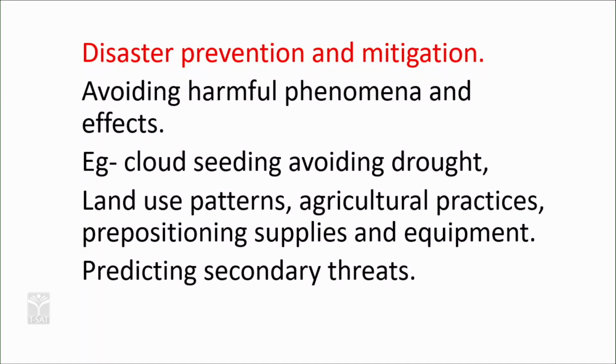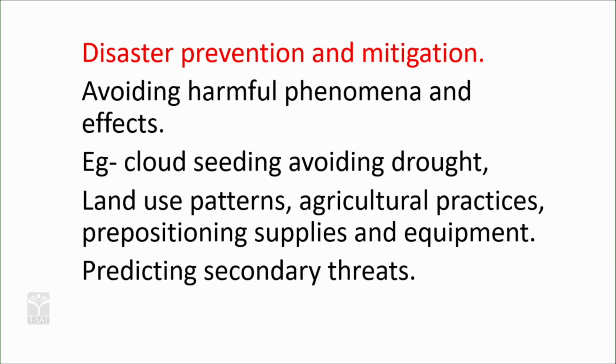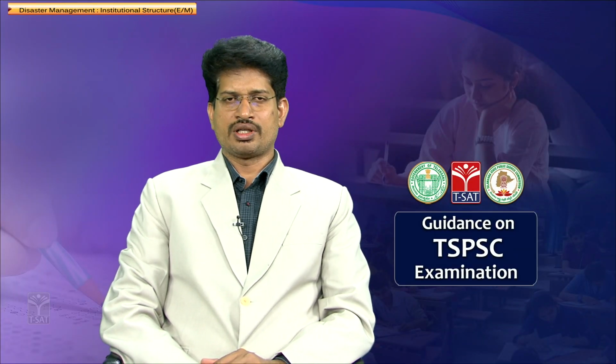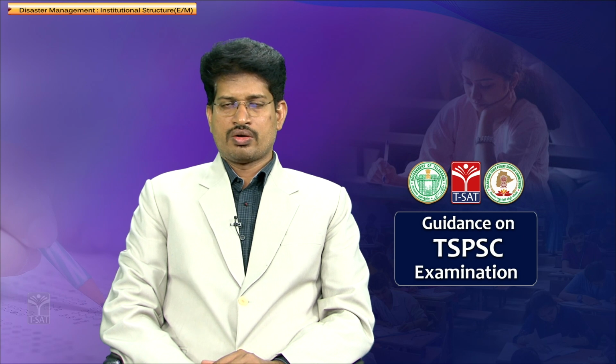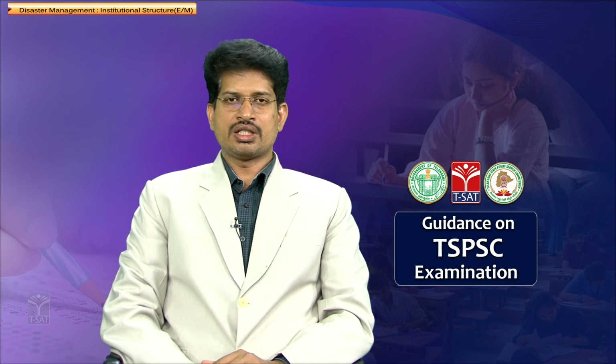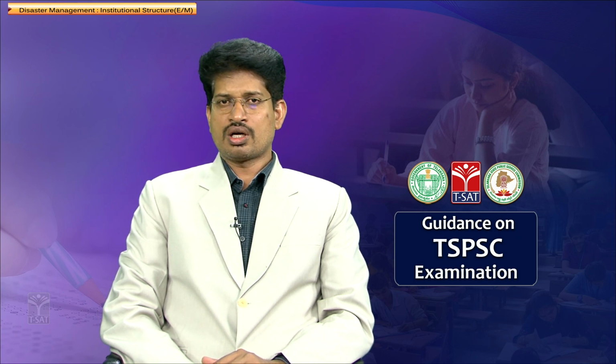So for example, cloud seeding, avoiding drought. So what do you mean by cloud seeding? Cloud seeding is a mechanism where you spread certain aerosols in the minimum available clouds to accelerate the rate of condensation. When the rate of condensation is accelerated, it leads to precipitation, meaning it leads to rainfall. So here, even though rainfall is not available naturally, you are able to create a condition for rainfall to happen so that you can avoid a drought.